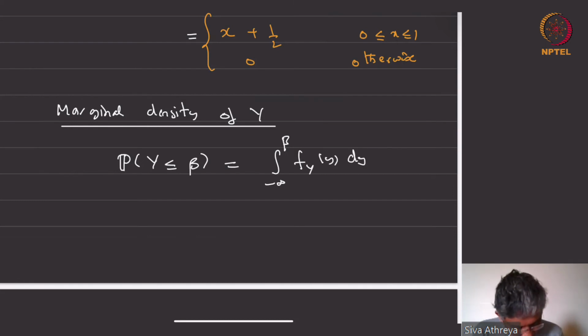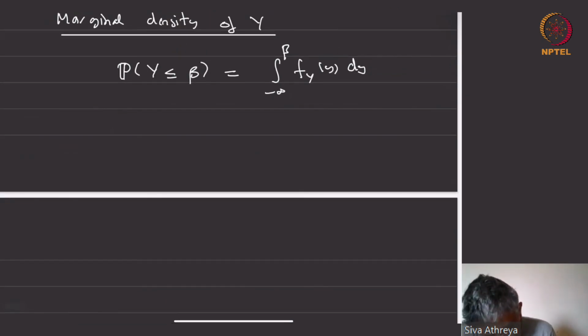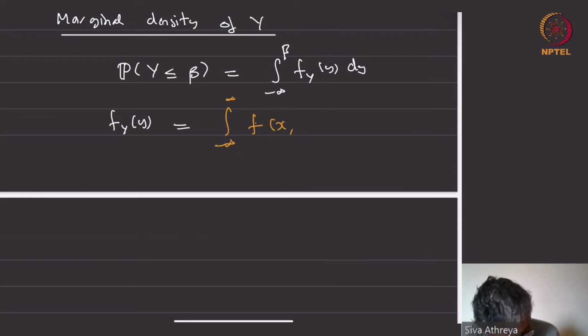So it's going to be equal to what now? So now how do you find this f sub y? We already know f sub y from before. f sub y at y is going to be the integral from minus infinity to infinity, and I'll write this in orange because it's easier. I have to integrate out the x variable, keeping y as constant, f of x, y dx.